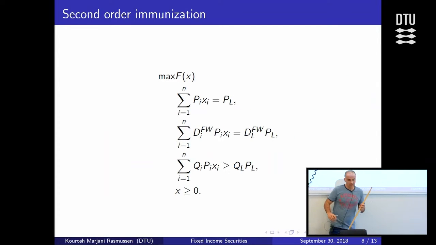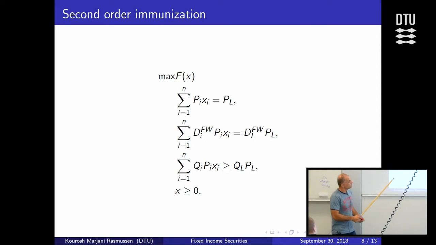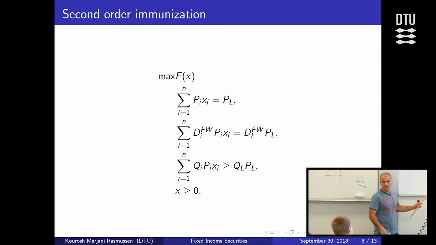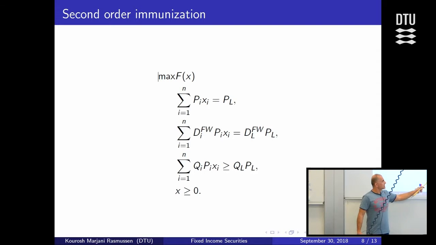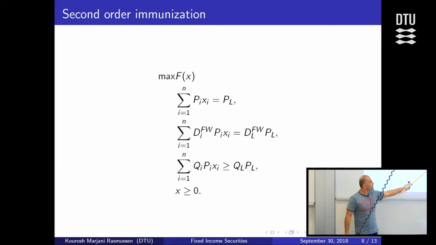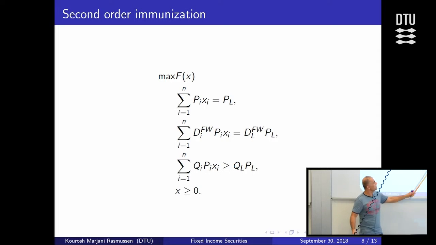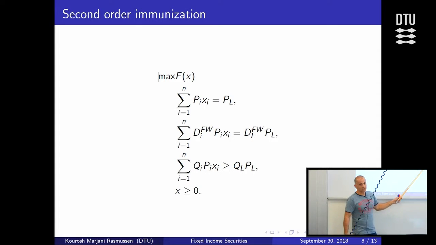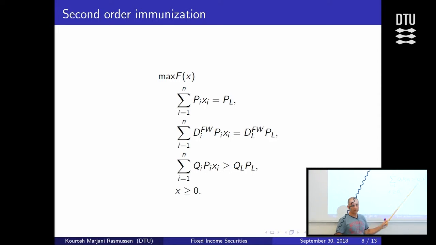And then we look into the second order immunization model, which is essentially the model we saw before, plus one other constraint that says the convexity of your assets should be greater or equal to the convexity of the liability side, right? Here we just multiplied duration by the sum of discounted cash flows, and the same thing on the liability side. Here you just multiply by their convexity, right? So the convexity of your portfolio has to be greater or equal to the convexity of your liabilities.